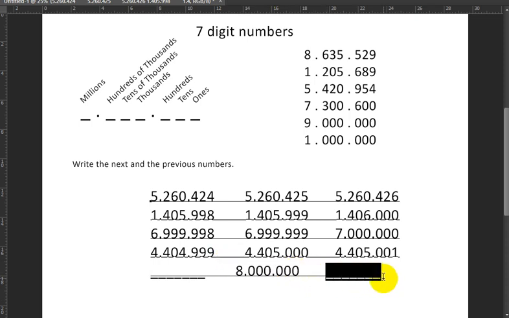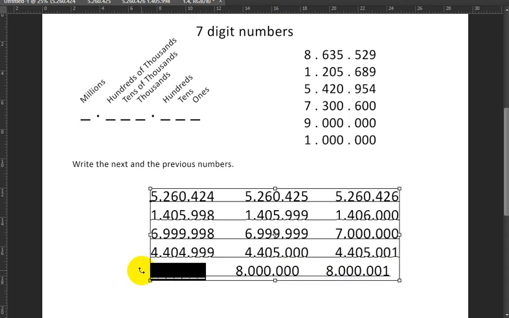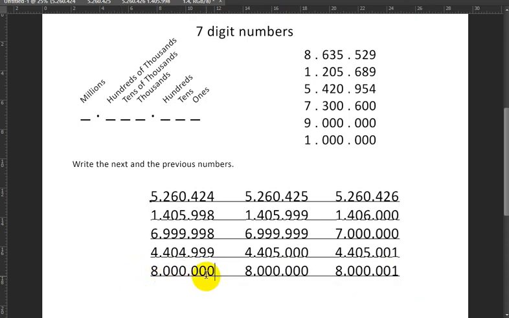So to find the next number, I'm just going to add 1 to the ones. It's going to become 8,000,001. But to find the previous number is more challenging. Because what happens? I need to take away 1 from here. And again, I can't, so I borrow. So I say 10 take away 1 makes 9. But then because I borrowed, I need to subtract 1 from the next digit, and it becomes 9.